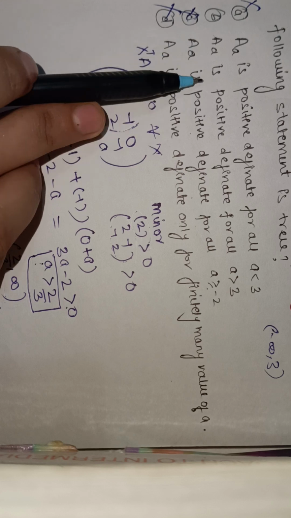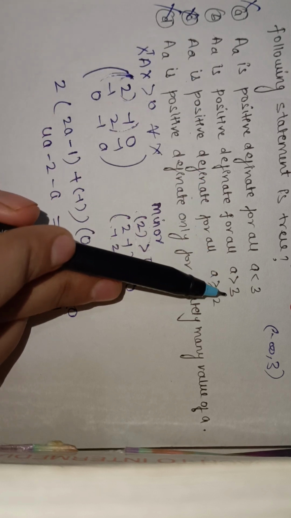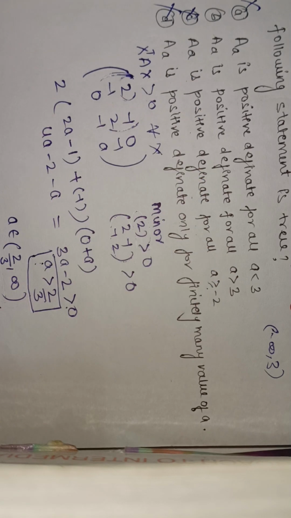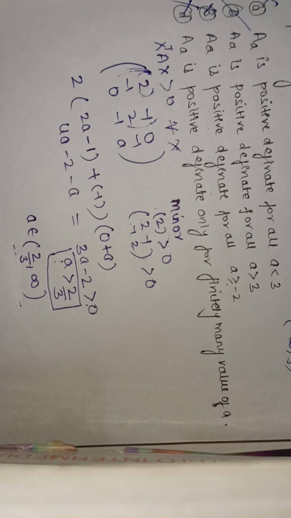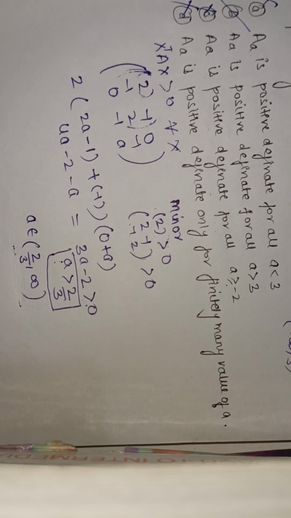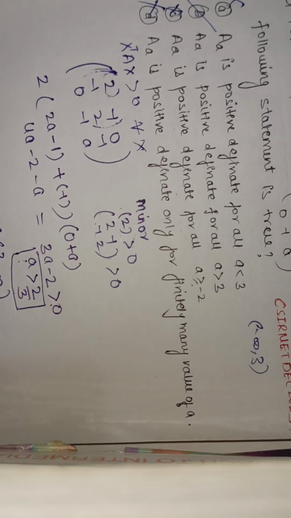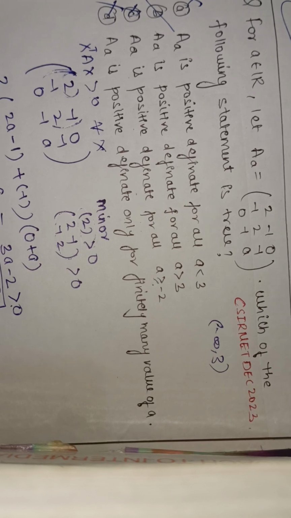What is option B? A is positive definite for a greater than 3. a greater than 3 lies in this interval, right? So this option is correct. This is a recent CSIR NET question based on the quadratic form. We have to use a trick for solving this question. This is the solution of this question.